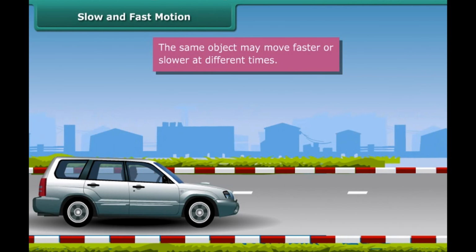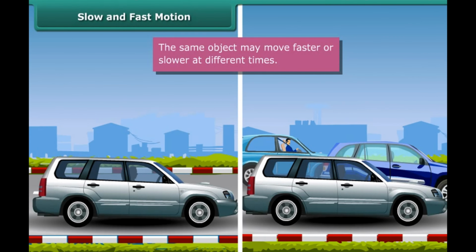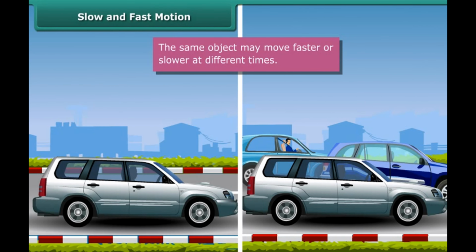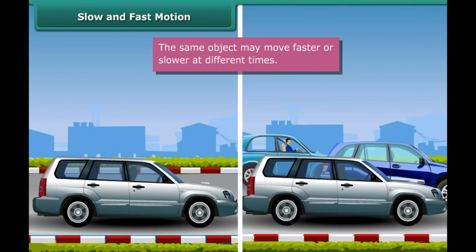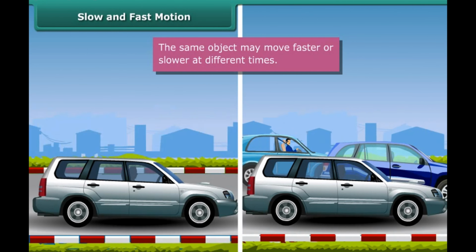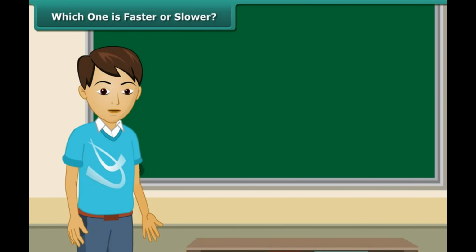Now the same taxi moves fast on an empty road and slow on a busy road. Thus, the same object can move fast at one time and slow at another time. The next step is to identify whether an object is moving faster or slower than another object. To do that, you must calculate the distance covered by both the objects in the same time interval.